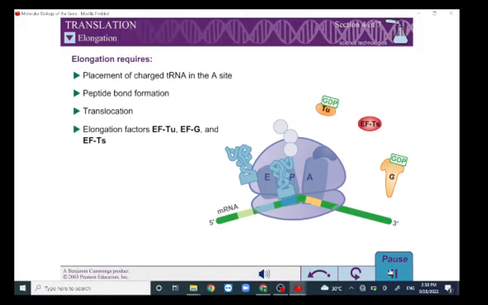For this, who is going to help? You're going to have some elongation factors. What are the elongation factors in a prokaryote? It is going to be TS, G and TU. In eukaryotes, you're going to have alpha, beta, gamma and 2.